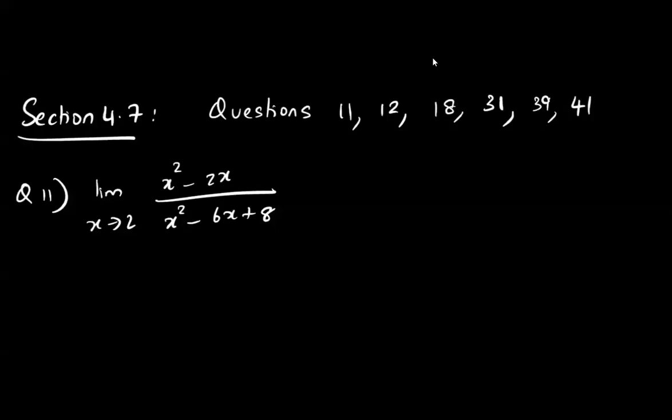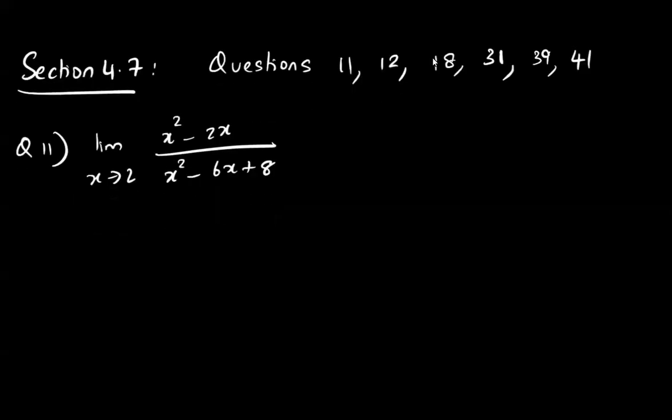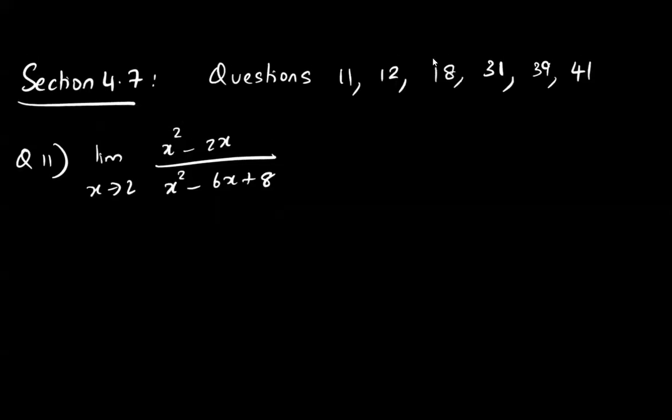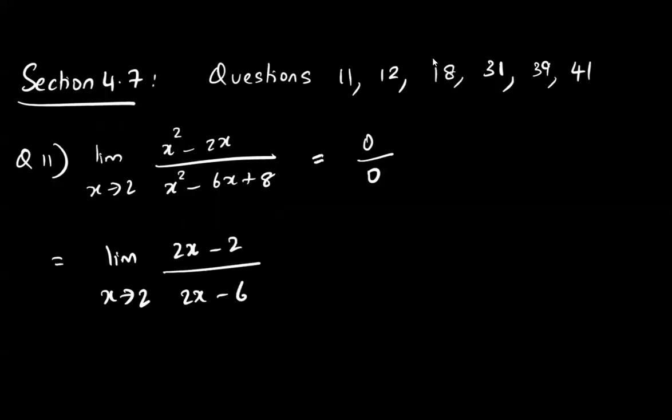In this video, we're going to look at some questions on L'Hopital's rule. So we have to take this limit. The first thing we're going to do is substitution. So when you substitute, you have 4 minus 4 is 0, and then you have 4 minus 12 plus 8 is also 0. So when you have a 0 over 0 situation and you apply the L'Hopital's rule, you can take the derivative of the numerator over the derivative of the denominator.